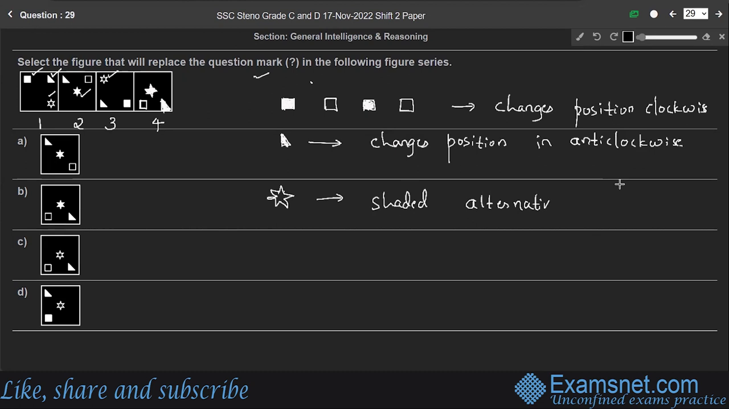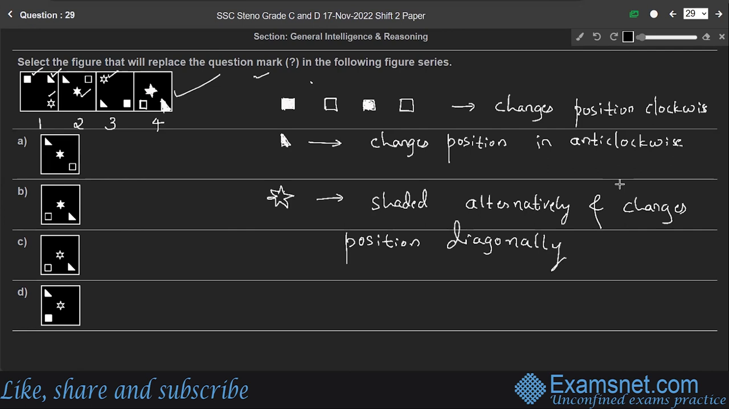Therefore, this star mark is shaded alternatively, and changes its position diagonally. Therefore, fourth figure looks like this, right?